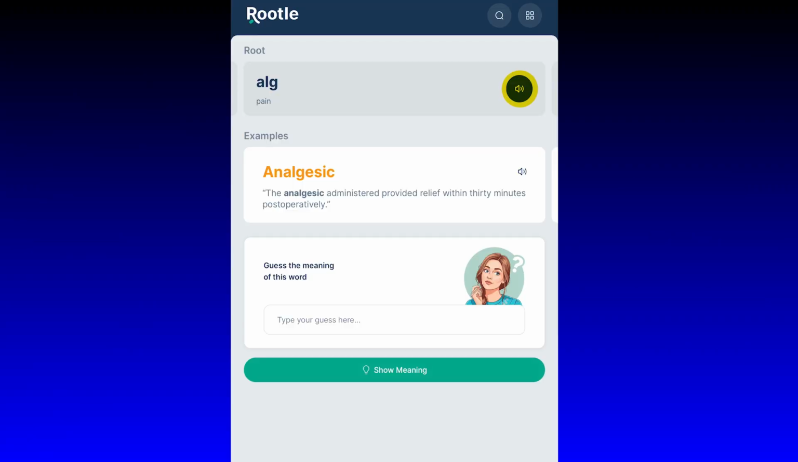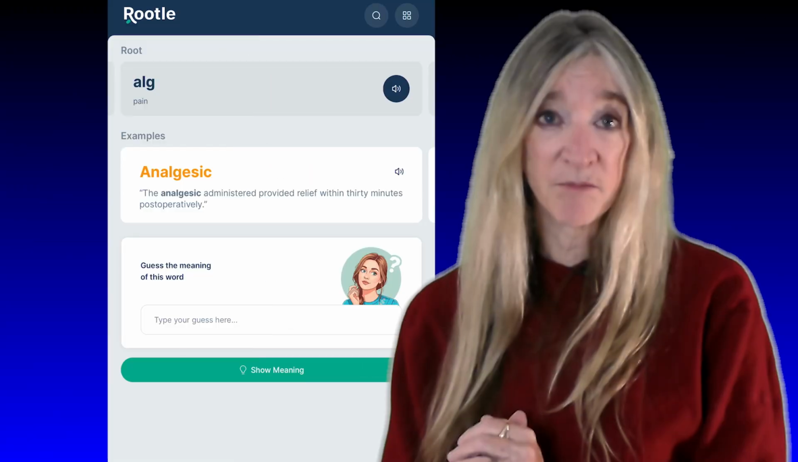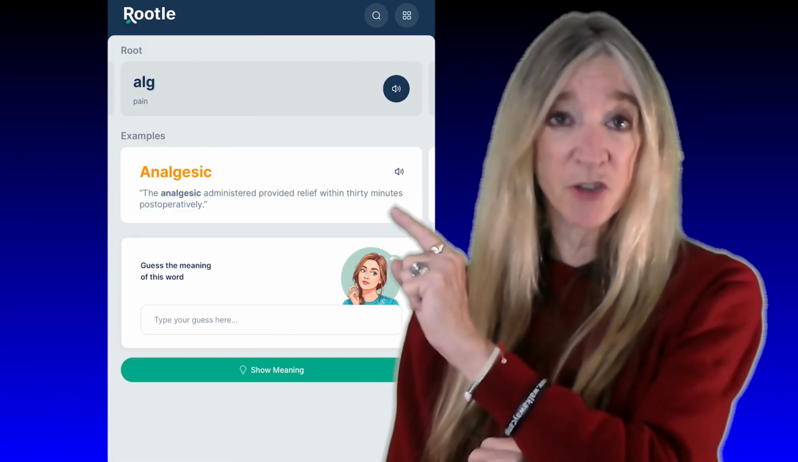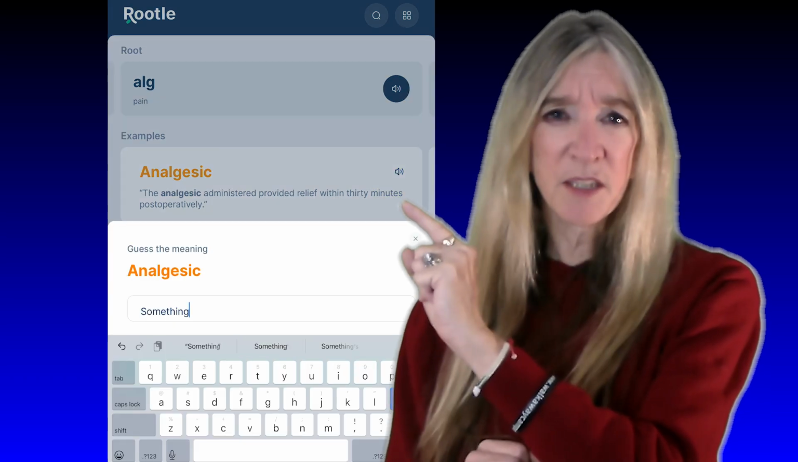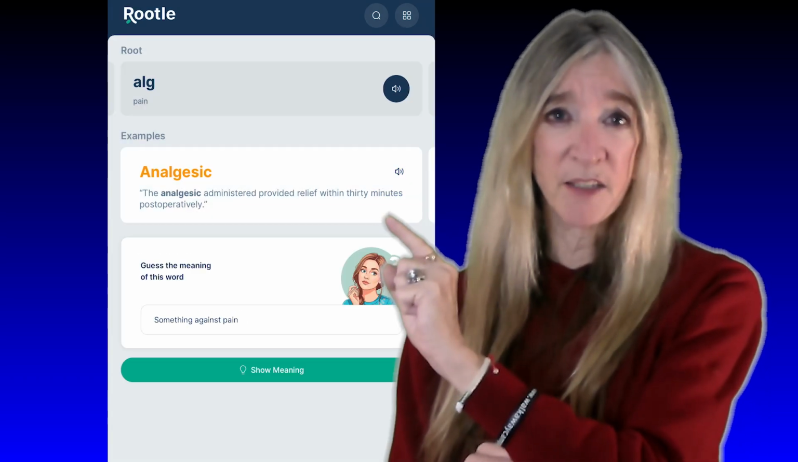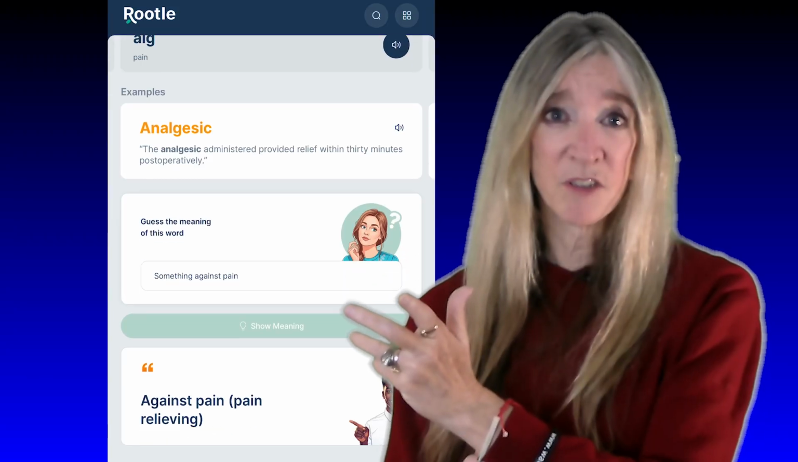Alg. Pain. Like that. That's a root. Here's an English medical term. Analgesic. Literally, it means something against pain. In other words, a pain reliever.